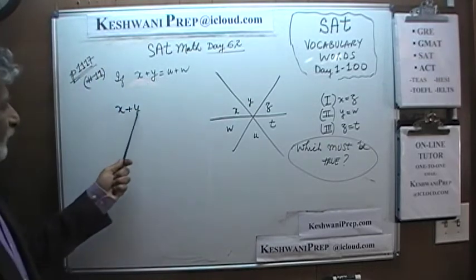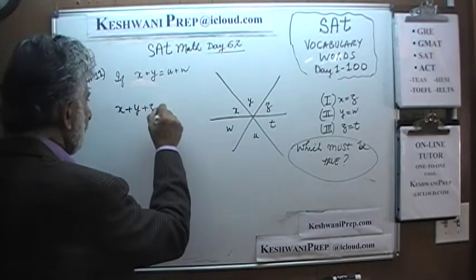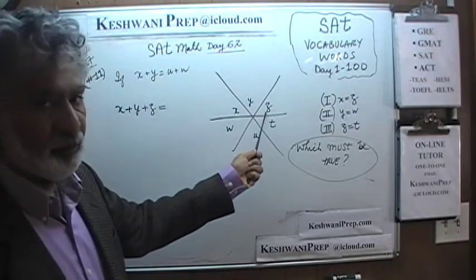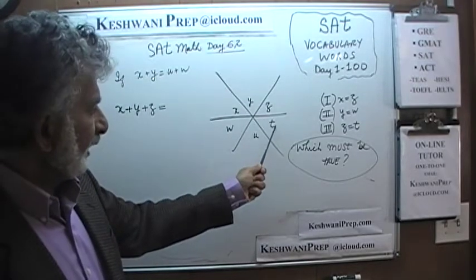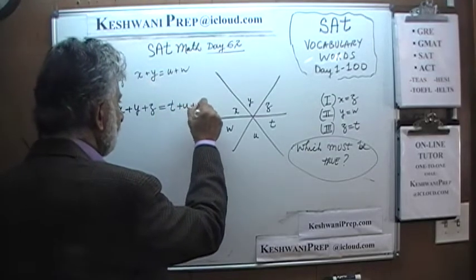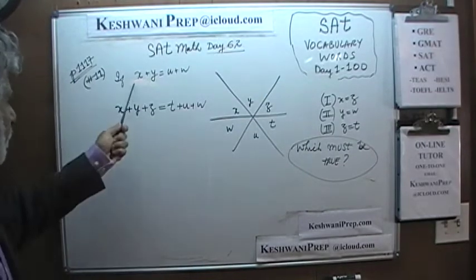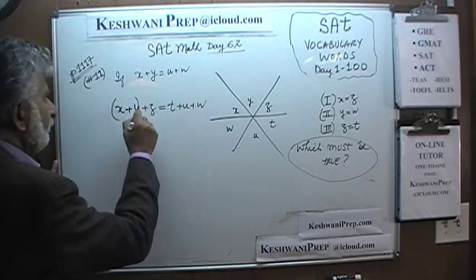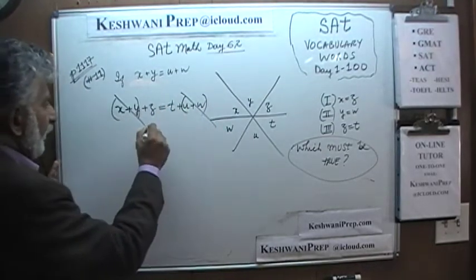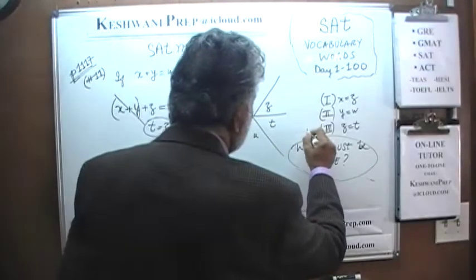But let's start with x plus y plus z, which we can see is sitting on a straight line, which means x plus y plus z must be 180 degrees. Similarly, t plus u plus w also adds up to 180 degrees, which means these two quantities are equal. We know that x plus y has to equal u plus w, which means they cancel out, and we can immediately see that t must equal z. And that's right here. Statement number 3 works.